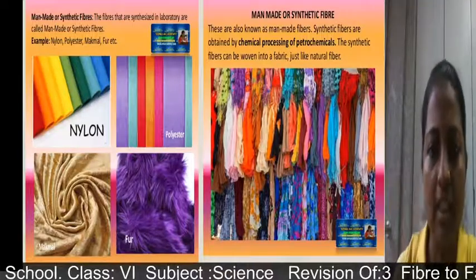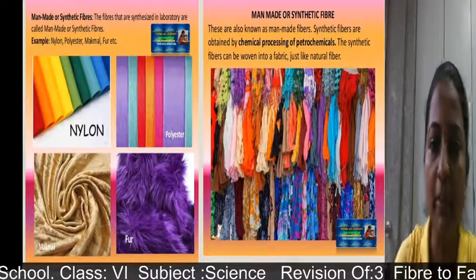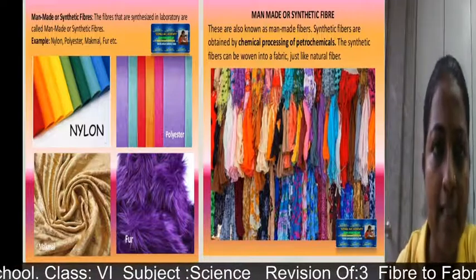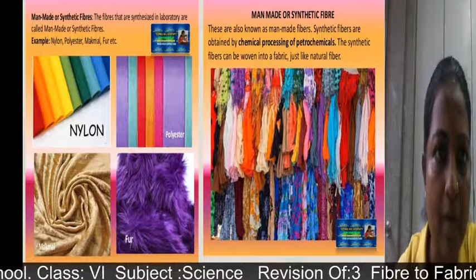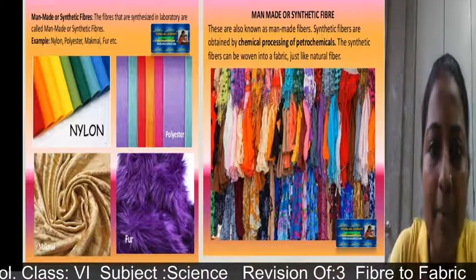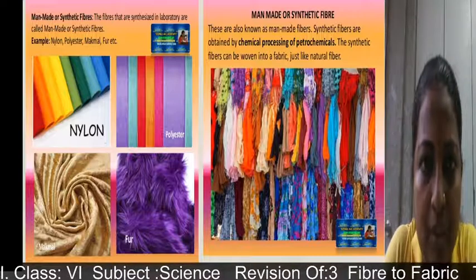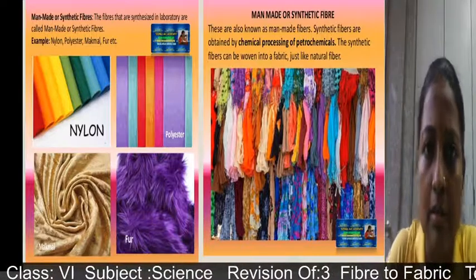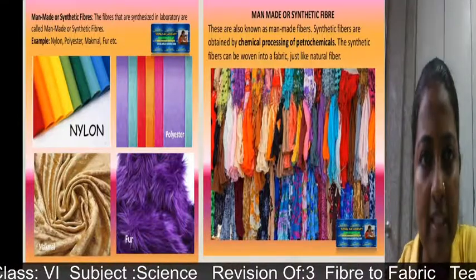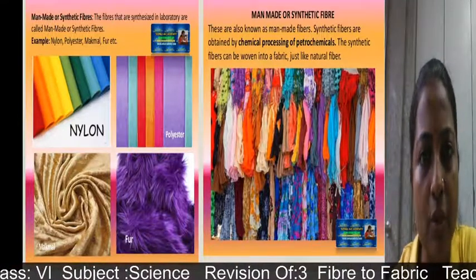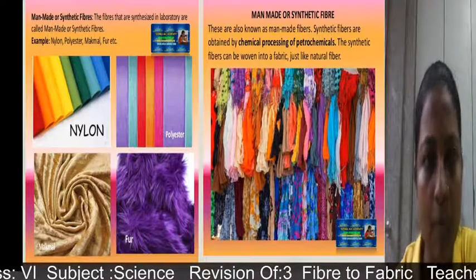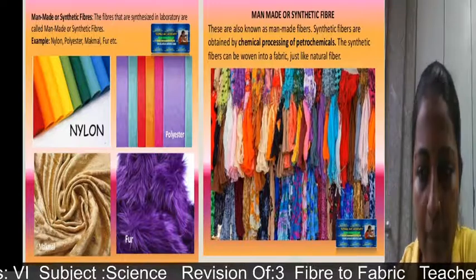In the beginning we have seen about the natural fibers, which are made from plants and animals. So those are natural fibers. And synthetic fibers means what? The fibers that are synthesized in a laboratory are called man-made or synthetic fibers, or these are made with the help of chemicals. Using chemicals in this process, those are man-made or synthetic fibers. Synthetic fibers can be woven into fabric, just like natural fibers. So this is about the synthetic fiber.